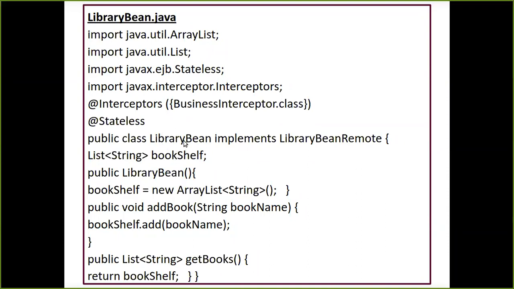Now we have created a class called LibraryBean. We are going to implement, so basically the file we created previously, the interface name, was what? LibraryBeanRemote. Okay, that was an interface. That's why we are using the keyword implements. If it was a class, then we would have used the extends keyword.